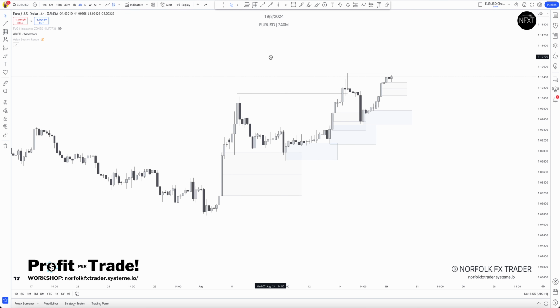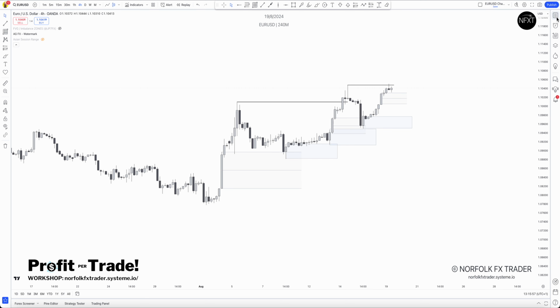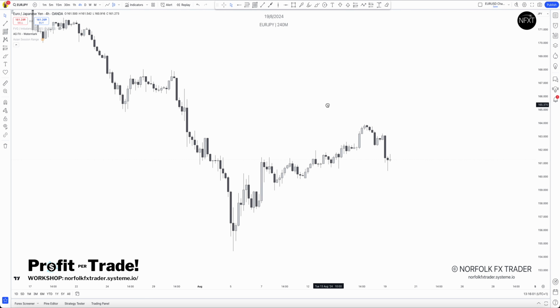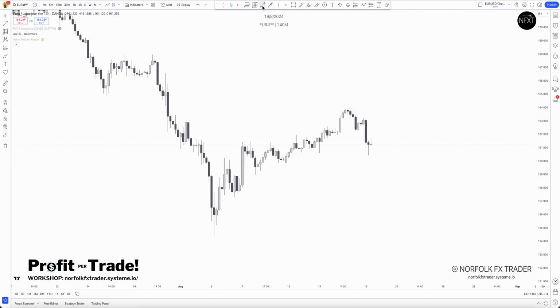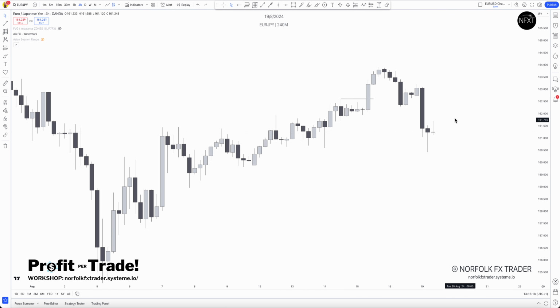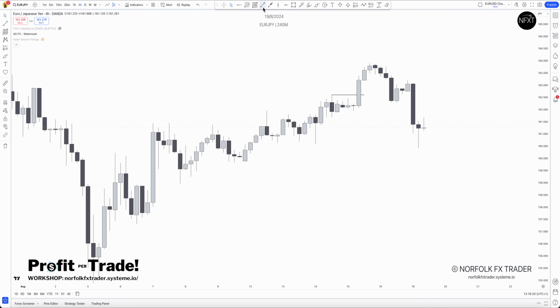Now that's the euro. Let's go to the next pair. That's going to be the euro Japanese yen. And straight away, we're going to do the same thing. We look at our last structure. Well, we had a push down, pull back. Internally, we've been pushing higher. Now we can mark off the last break of structure. Let's go closer into this price. We have a break of structure to the upside.